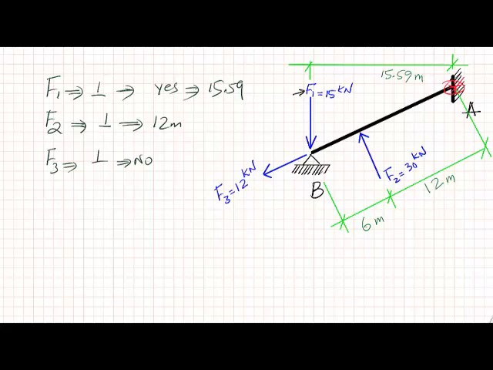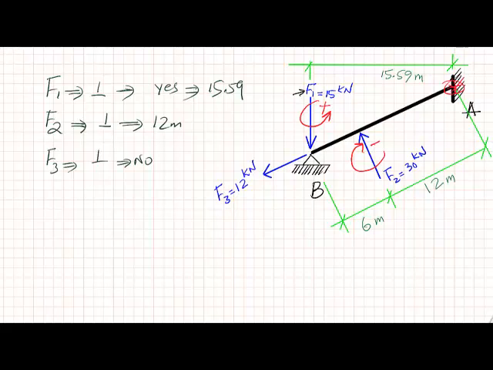So now we have defined the forces and their perpendicular distances. Next, let's see how the force F1 is rotating about point A. Force F1 is rotating in this way about A, and this is counterclockwise, so it is positive. F2 is rotating in this direction about A, and that is clockwise, so it is negative. And F3 is not causing any rotation because it is passing through the point. It might cause pulling, but it is not causing any rotation.